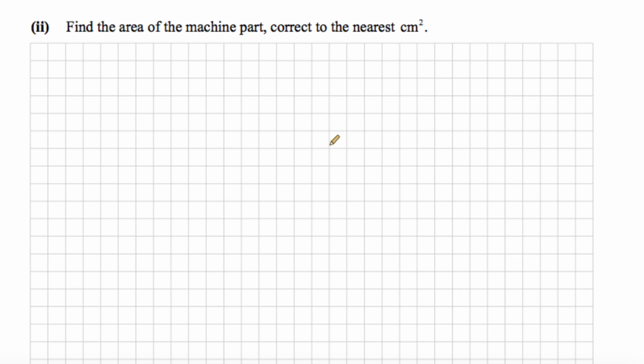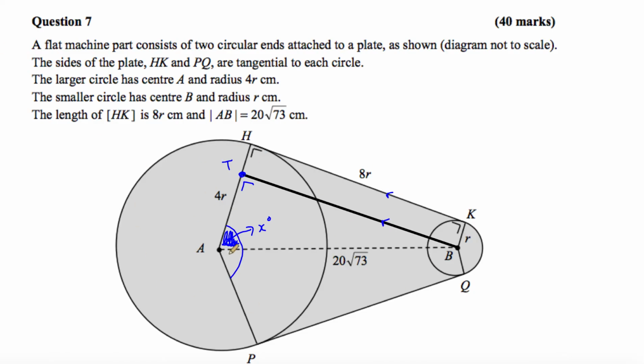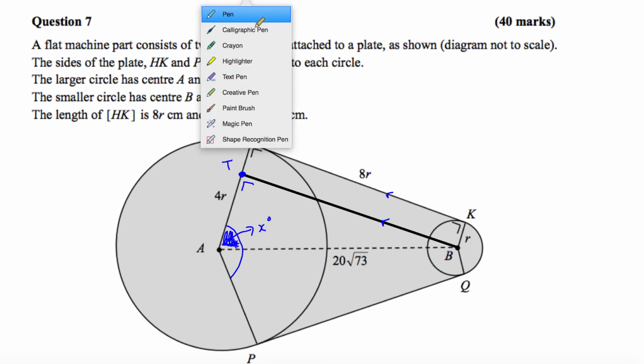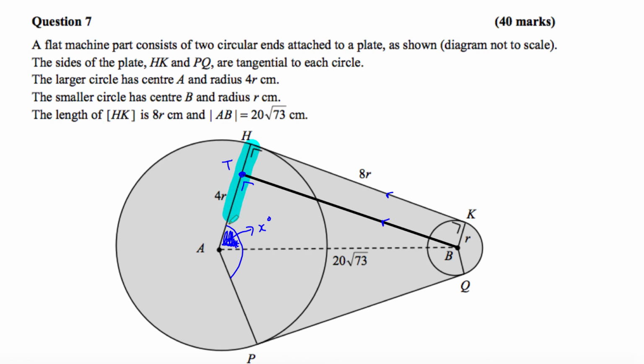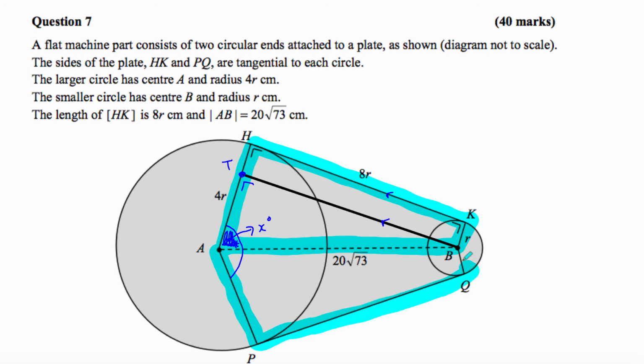Okay, finally, part 2. Find the area of the machine part correct to the nearest centimetre squared. So the area of the whole machine part. Well, I can think about this in a few different sections. I'm just going to use my highlighter to show you here. I know the area of this quadrilateral, that's 8,000. And this quadrilateral here will be the same. So I've got two 8,000s there. Then all I need to do is find the area of this sector and the area of this little sector here.